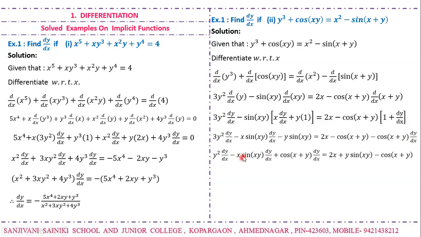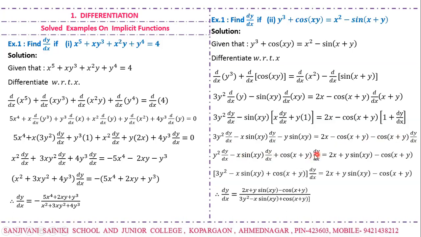Okay, so after simplifying it, you will be able to write this expression as, after taking dy by dx common and the other terms will go to the other side, dy by dx is 2x plus y sin xy minus cos x plus y upon 3y square minus x sin xy plus cos of x plus y.